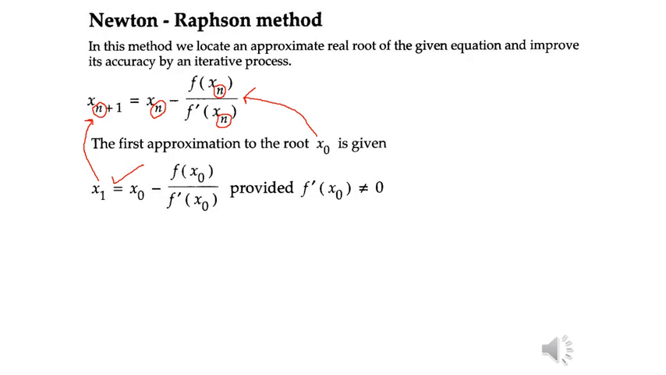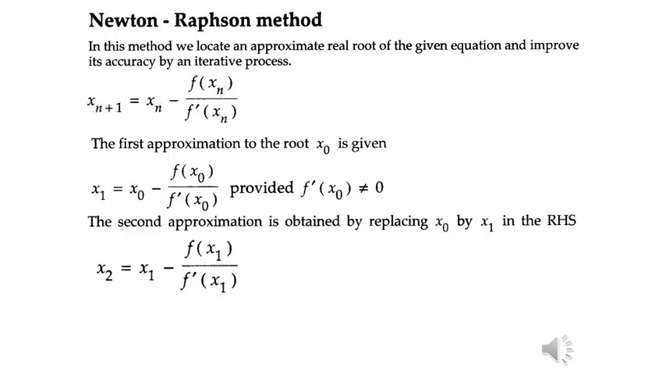Now we can use the value of x1 to find x2. How do we get x2? Just replace x1 by x2, and x0 by the next value x1. So wherever x0 is there, we are replacing it by x1. This is how we got x2. We can use this x2 to find x3. How? In the place of x2, we replace x3, and then x1 will be replaced by x2. Wherever x1 is there, replace it as x2. So these are all iterative formulae which improve our root.